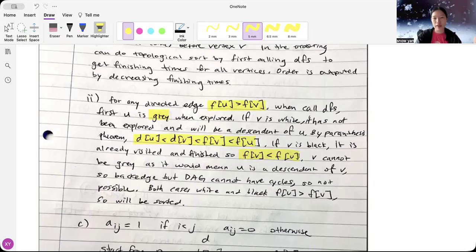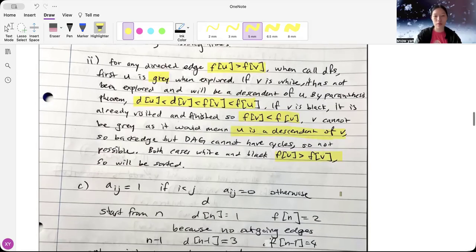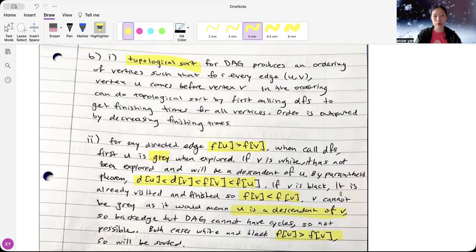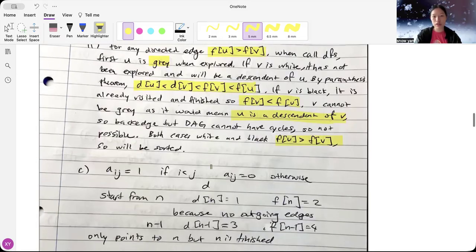And then the case that V is gray is not possible, because it would technically mean that U is a descendant of V, which means it would have been a back edge. But a DAG by definition cannot have cycles, so this gray case is not possible. So hence in both the black and white cases, f[U] is greater than f[V], so it will be sorted. That proves the correctness of topological sort.